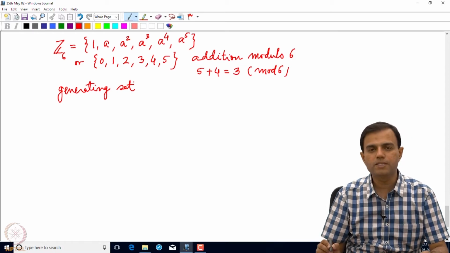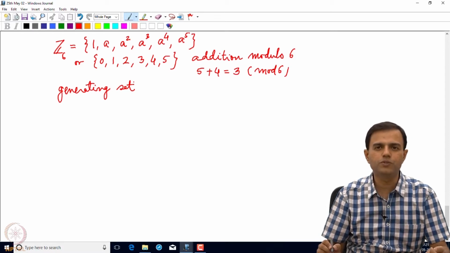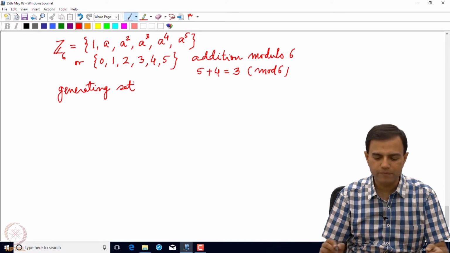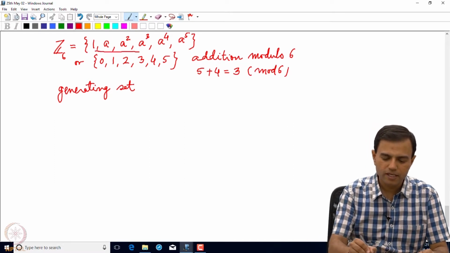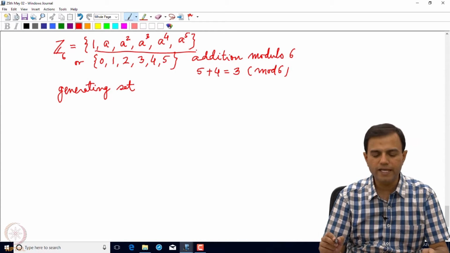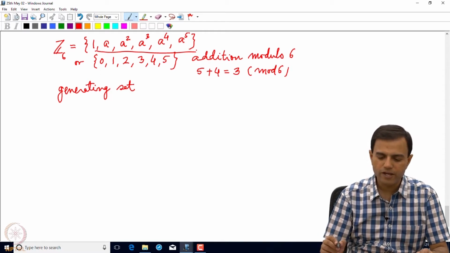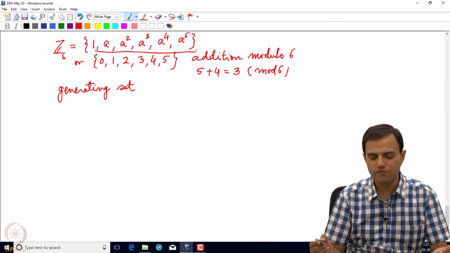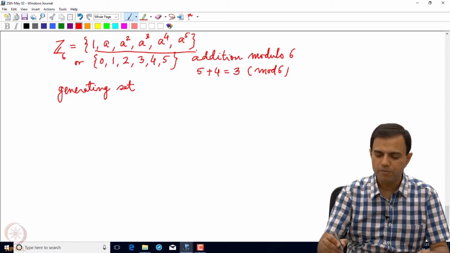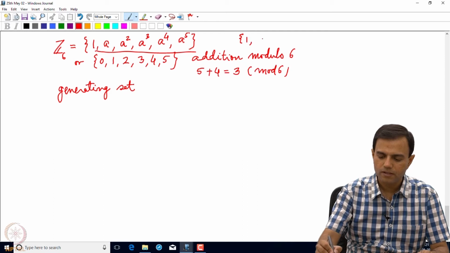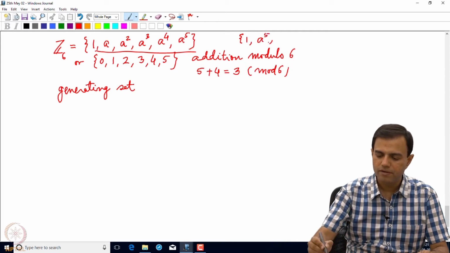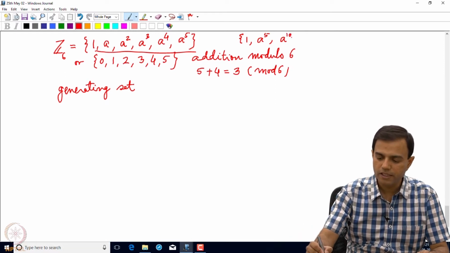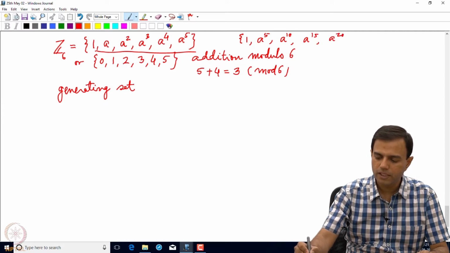So what about a generating set? The cyclic group means there is one element in this group which is capable of generating it entirely. The way I have written it, it's very clear that A is one of them. Well, I could have taken A to the power 5 as well. A to the power 5 would have been as good as A, because A to the power 5, then A to the power 10, A to the power 15, A to the power 20, and A to the power 25.